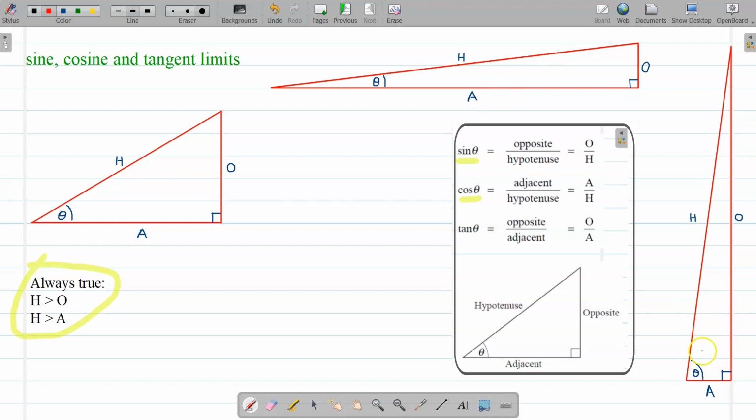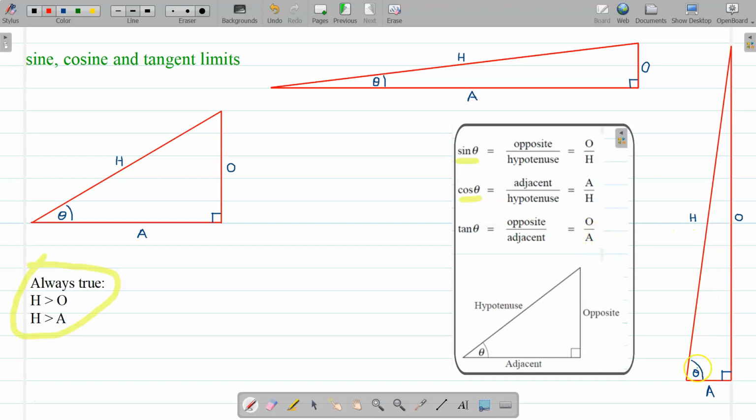However, in this one, where theta's getting close to 90 degrees, so maybe that's about 85 degrees, you can now see the opposite is many times bigger than the adjacent. So maybe the tangent is about 10/1. And if that angle increased more to maybe 89 degrees, the opposite could be 50 times more than the adjacent, so the tangent would be 50.